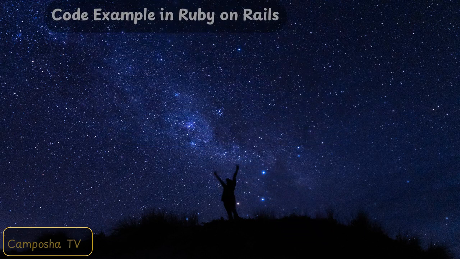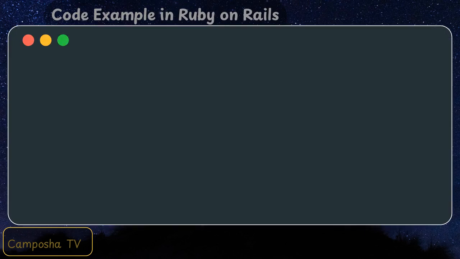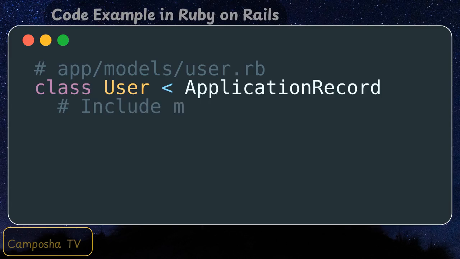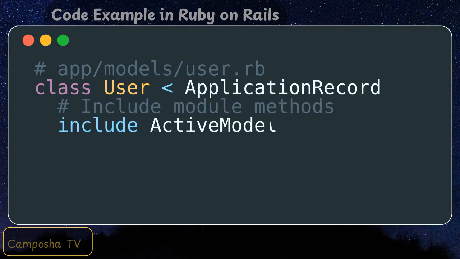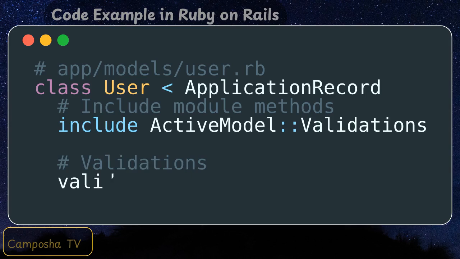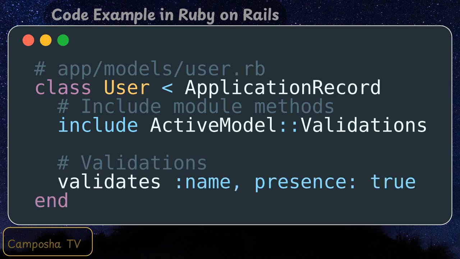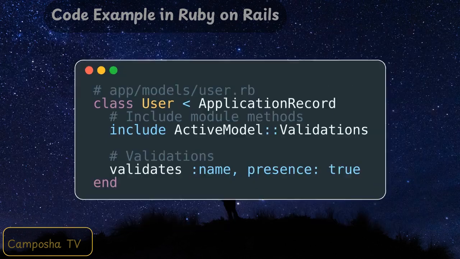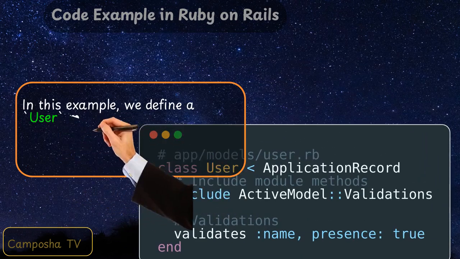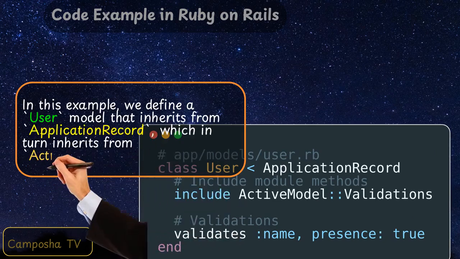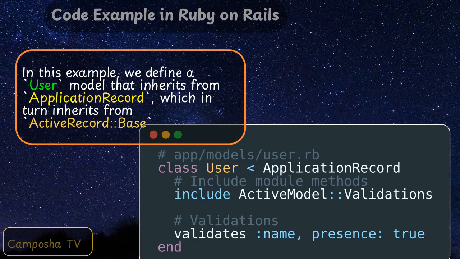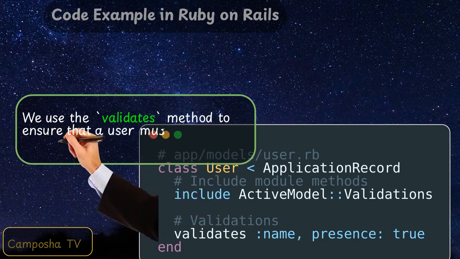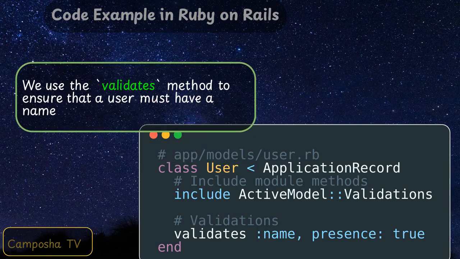Code example in Ruby on Rails. In this example, we define a user model that inherits from application record, which in turn inherits from active record base. We use the validates method to ensure that a user must have a name.